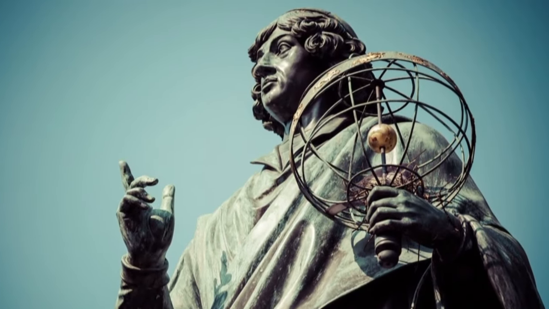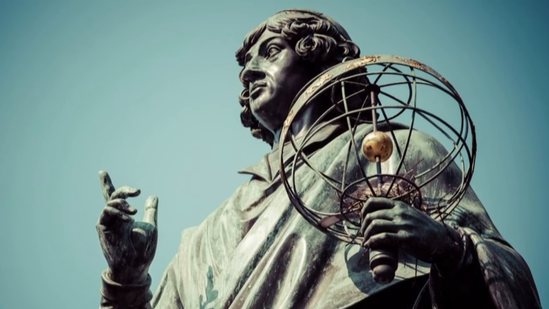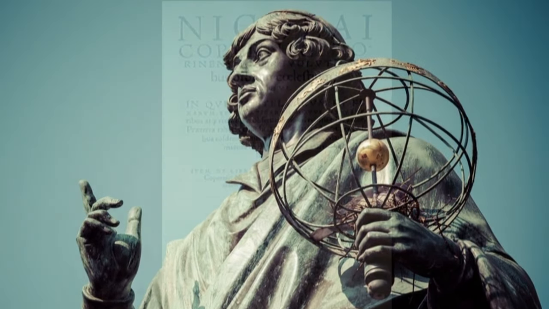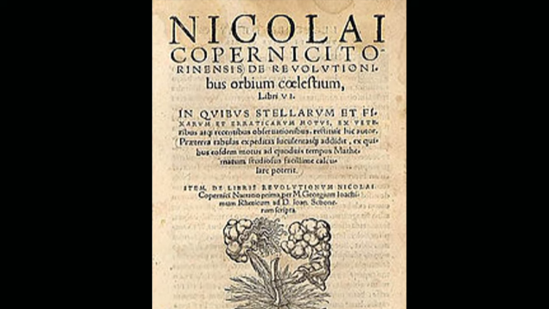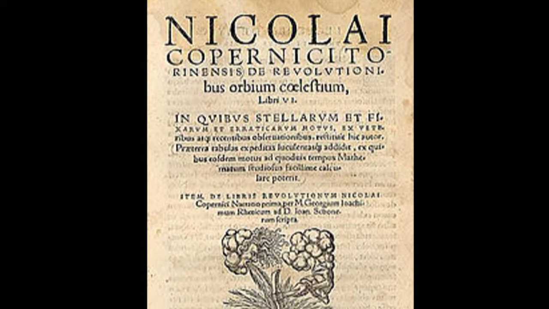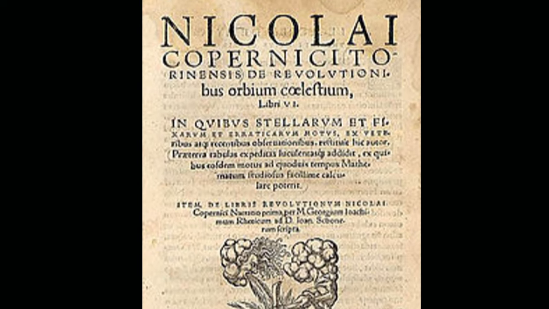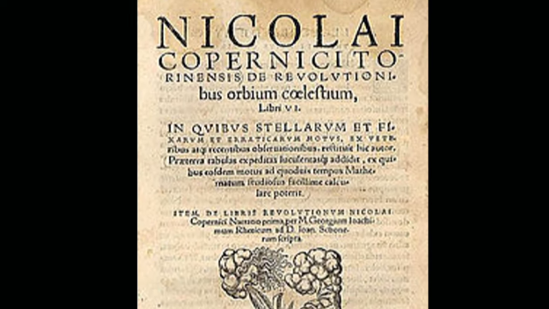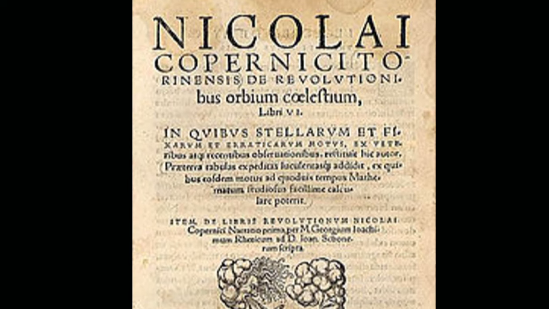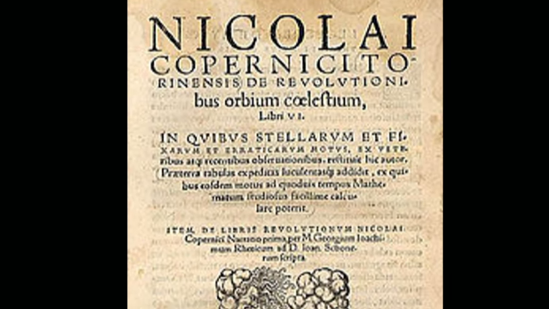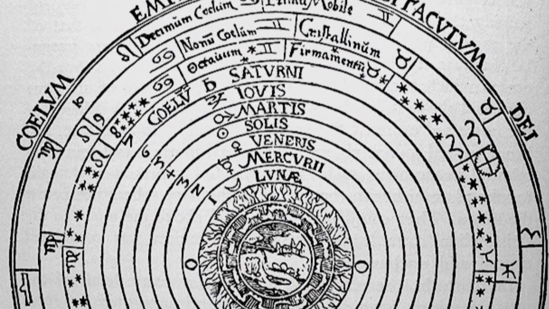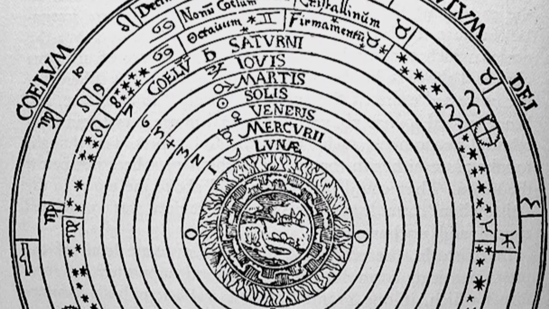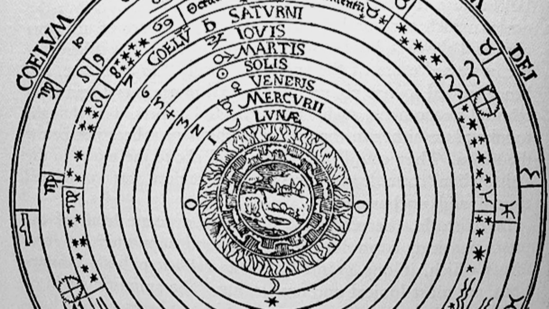Well, in the year 1543, astronomer Nicholas Copernicus published his groundbreaking book entitled On the Revolutions of the Celestial Spheres. It's a long title, but with that book, he ushered in what has come to be called the Copernican Revolution. Prior to Copernicus, the Ptolemaic astronomical system asserted that the sun and everything else revolved around the earth, and that the earth was the center of the universe. This was called geocentrism.